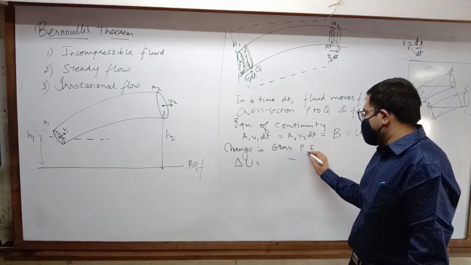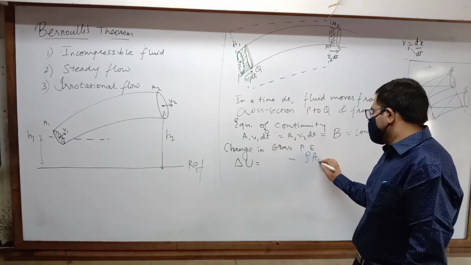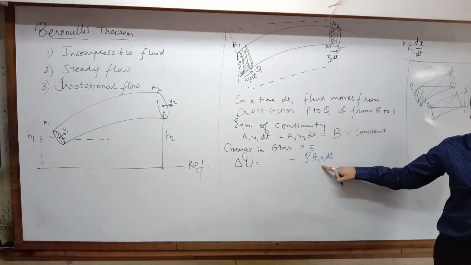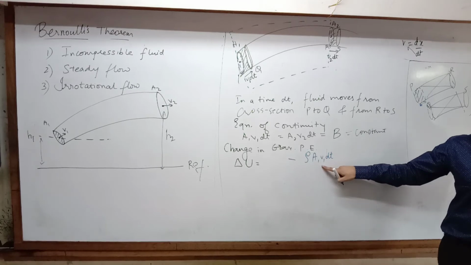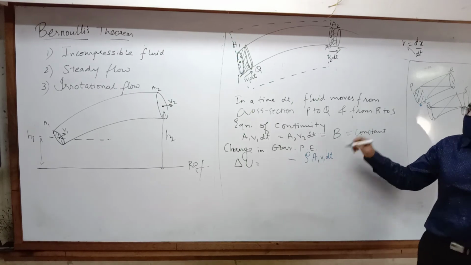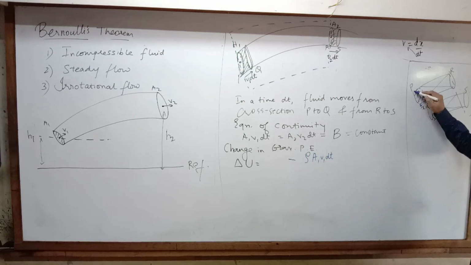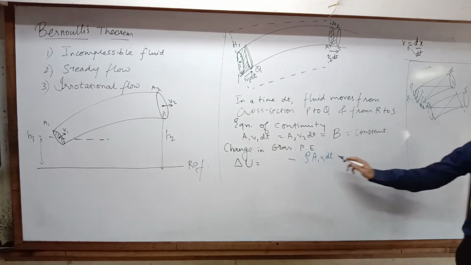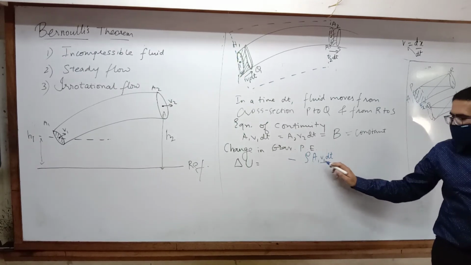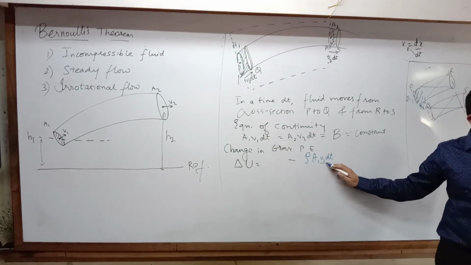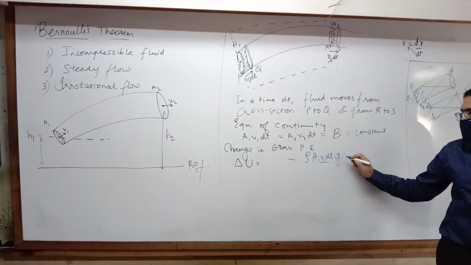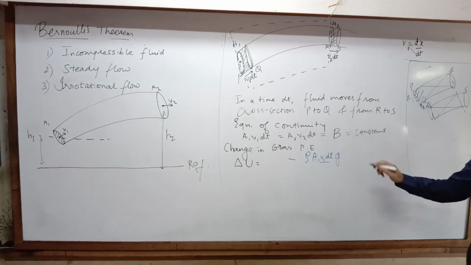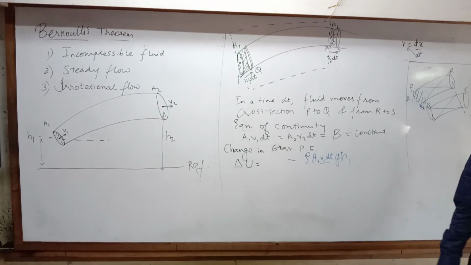Mass is density into volume. Yes or no? Density, volume. If this distance is x1 and this area is A1, how much is this volume? A1 x1. So A1 x1 rho, density into volume gives mass, into g into height. How much is the height of this portion? h1. Clear or not clear?